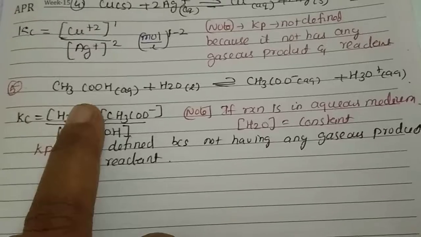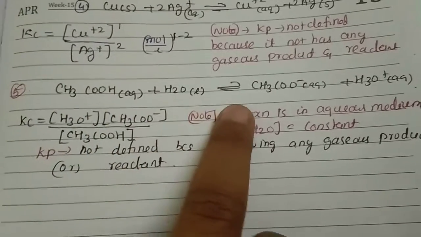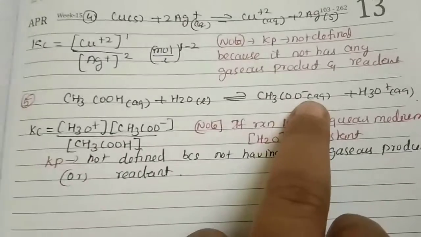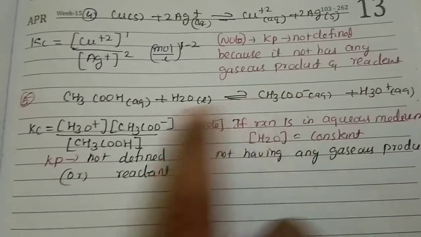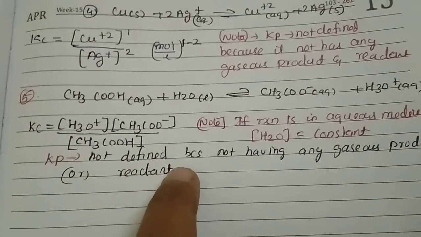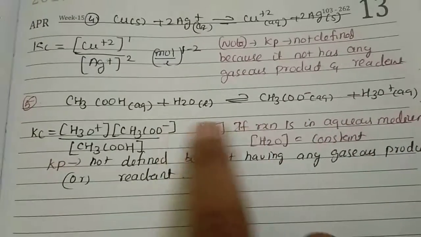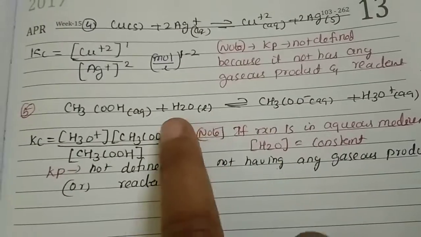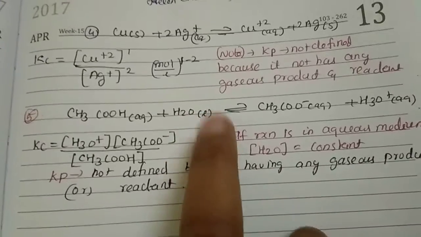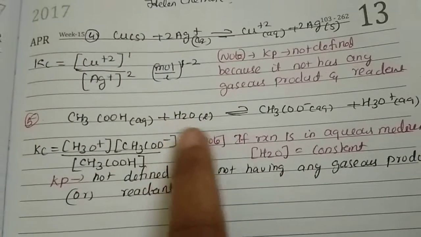Then fifth example, CH3COOH plus H2O gives CH3COO minus plus H3O plus. So Kc equals [CH3COO-] into [H3O+] divided by [CH3COOH]. Kp is not defined because none has a gaseous product. Aqueous, liquid, aqueous, aqueous. H2O will be value 1 for the aqueous reactions.